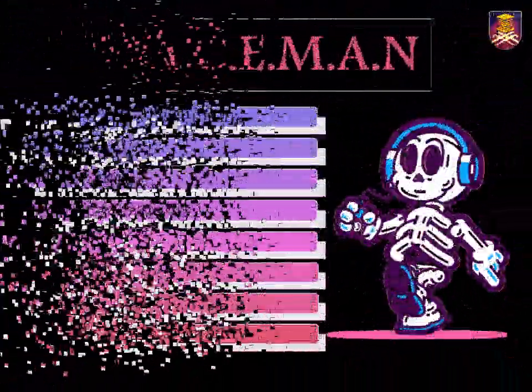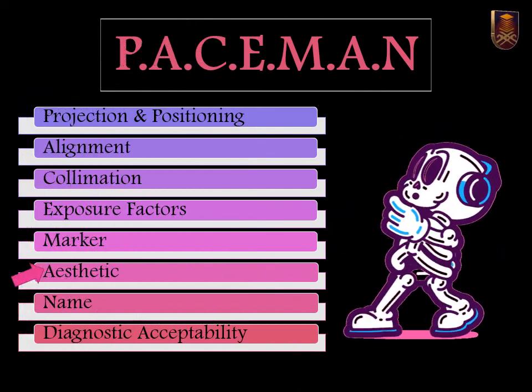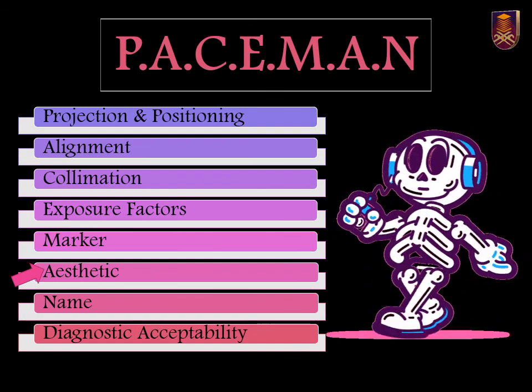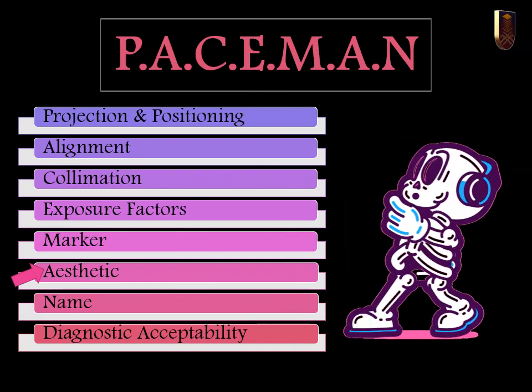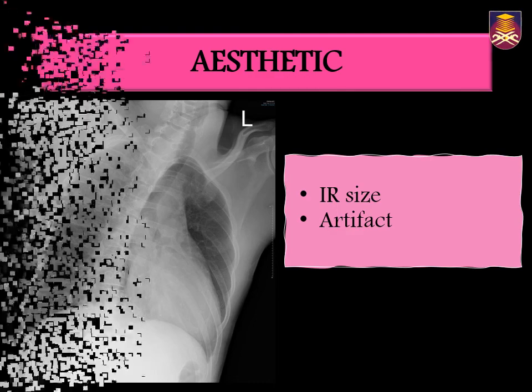The A element of PACEMAN defines the aesthetic value of the image. The image receptor size used is 35 cm x 43 cm positioned in portrait orientation, which is sufficient to demonstrate all structures of interest. There is no evidence of artifacts seen on this radiograph.